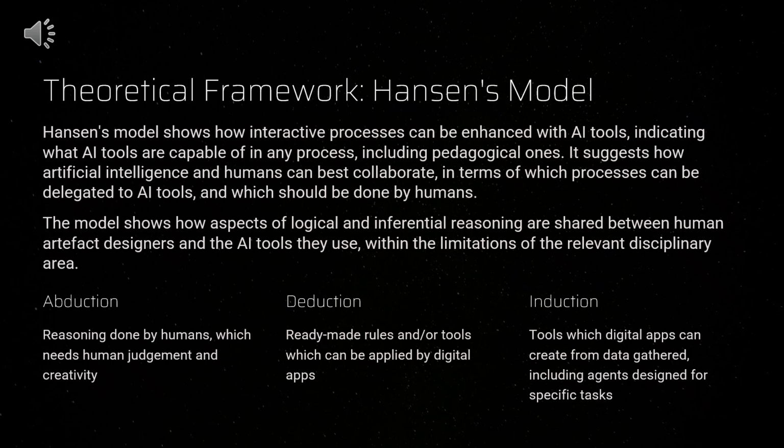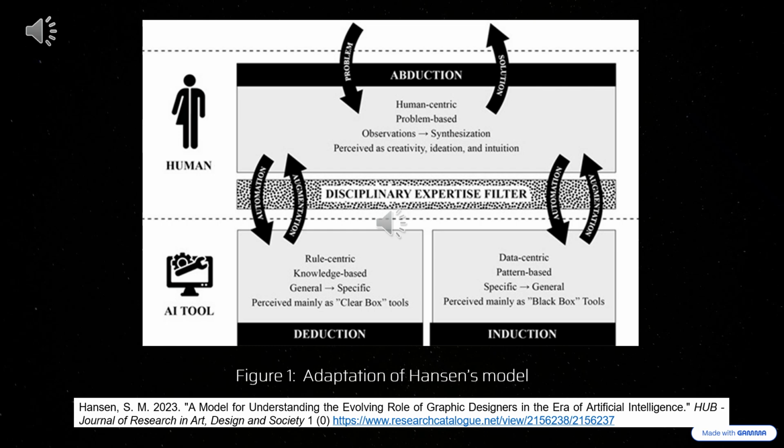Hanson's model shows how interactive processes can be enhanced with AI tools, including what AI tools are capable of in any process, including pedagogical ones. It suggests how artificial intelligence and humans can best collaborate in terms of which processes can be delegated to AI tools and which should be done by humans. Hanson's model is adapted very slightly from its initial source, which is given in slide 5.